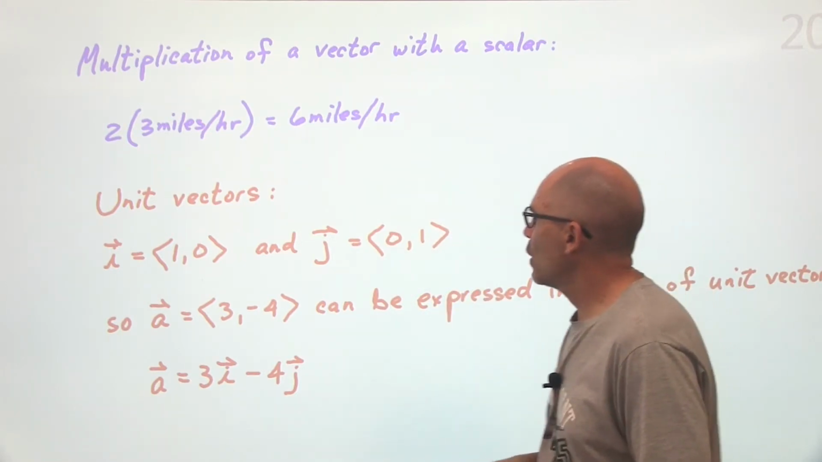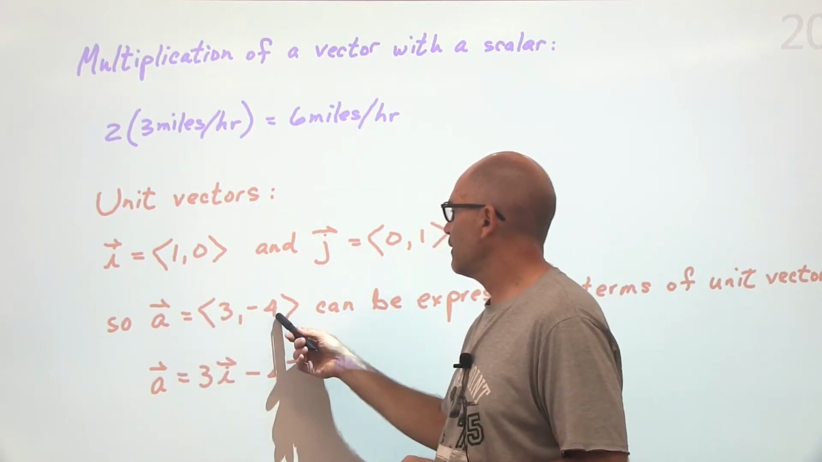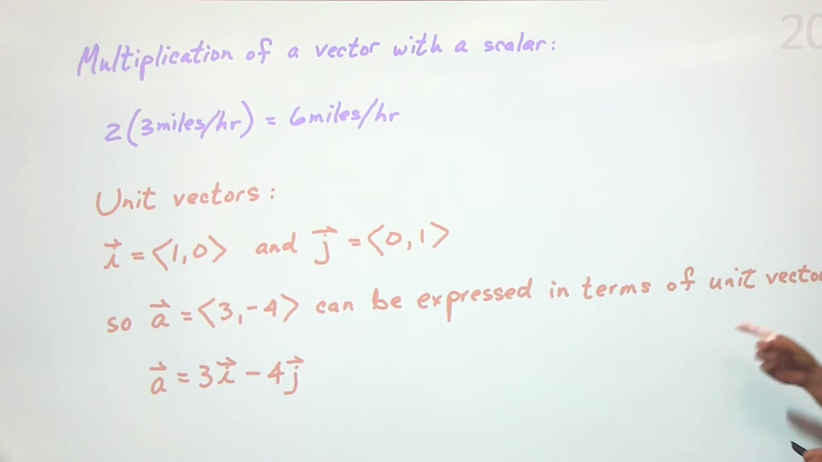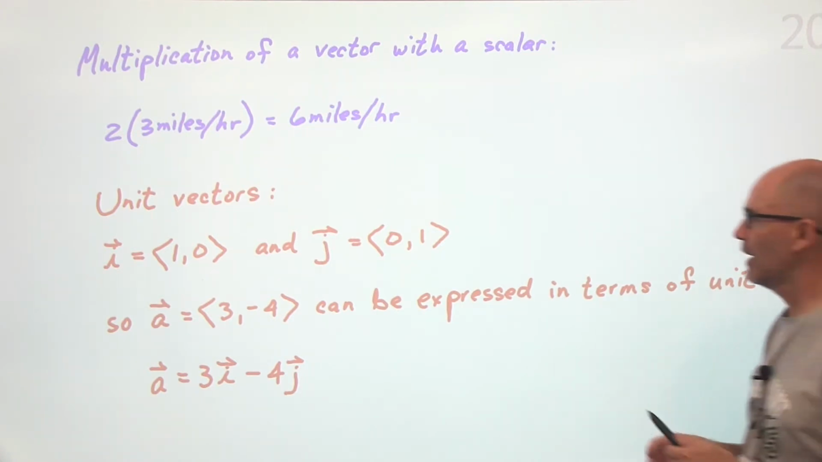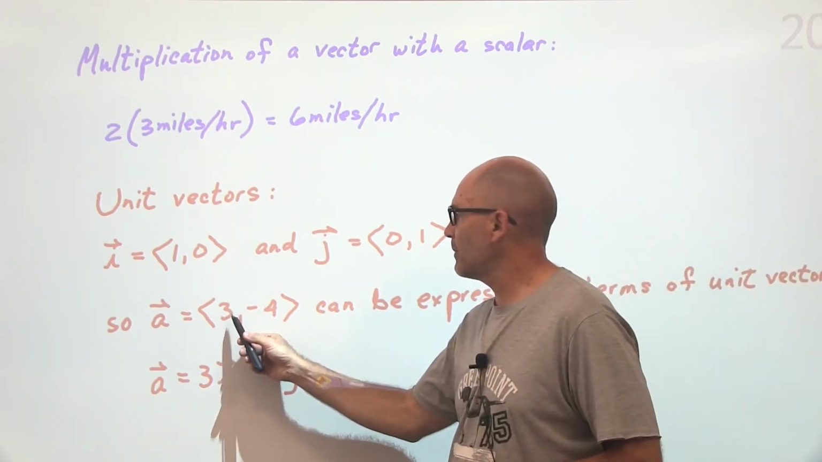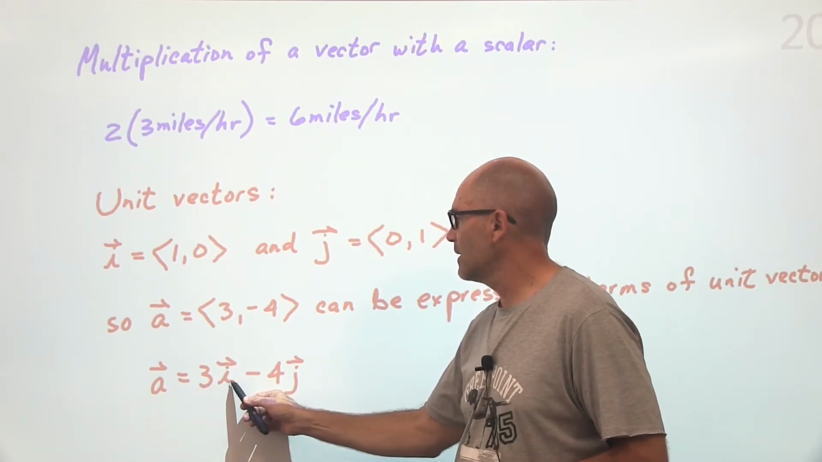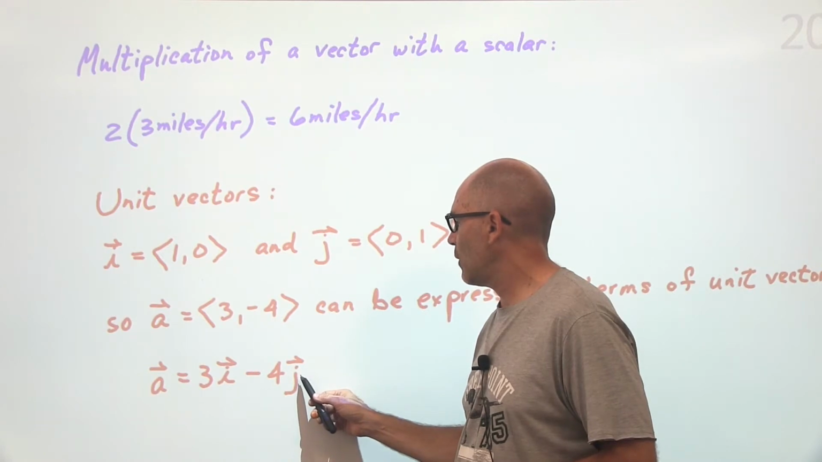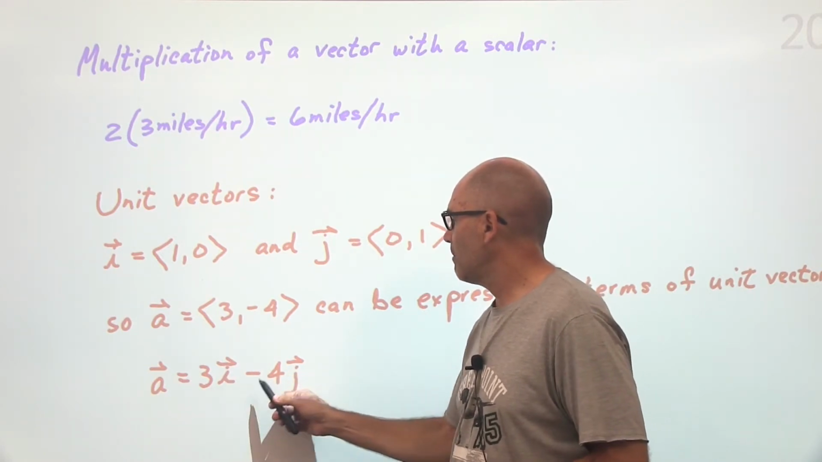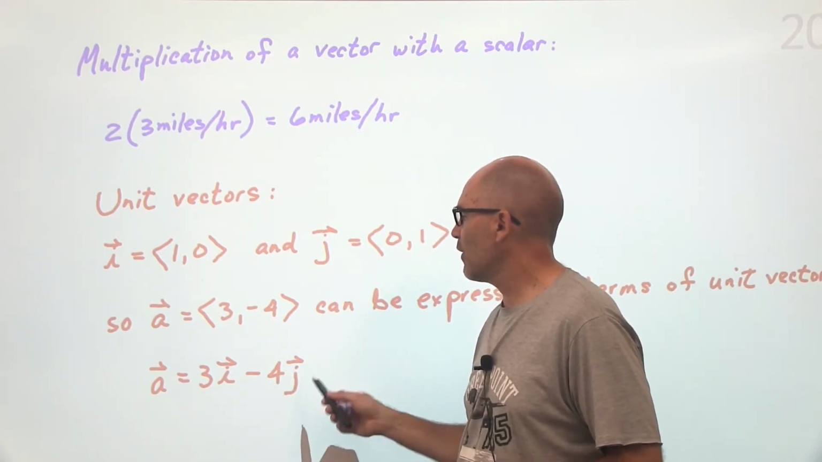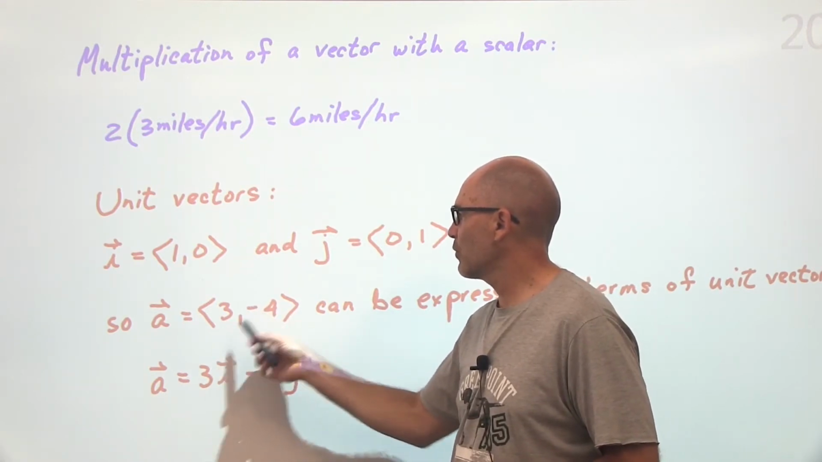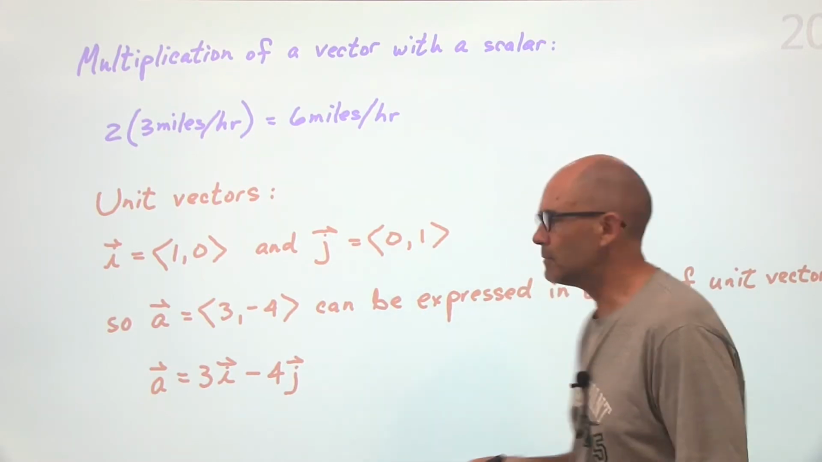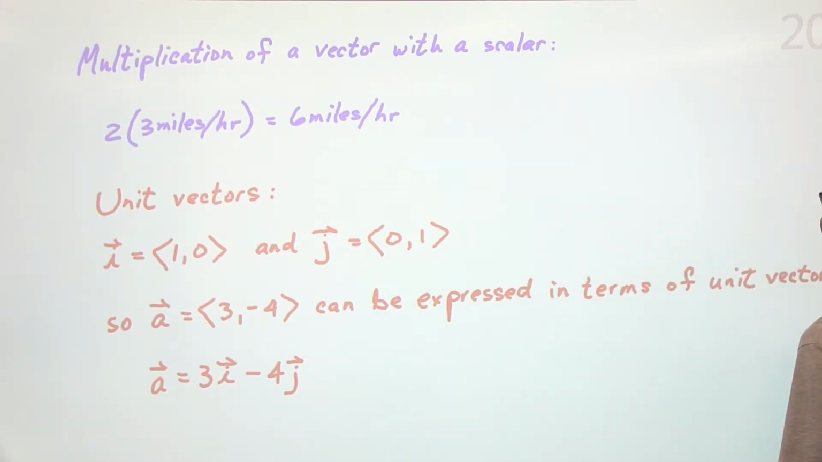So if I want to show a vector 3, -4, I can express that in terms of unit vectors. How? Well, 3 is saying I'm going 3 units to the right, and -4 is saying I'm going 4 units down. So 3i minus 4j is just another way of saying the vector 3, -4. Piece of cake.